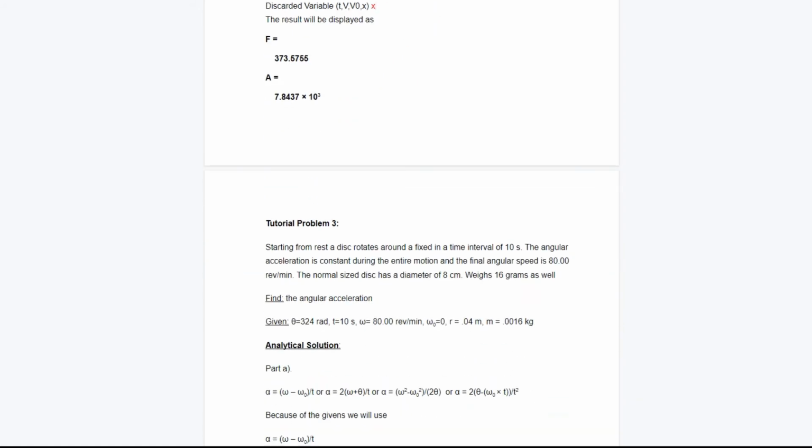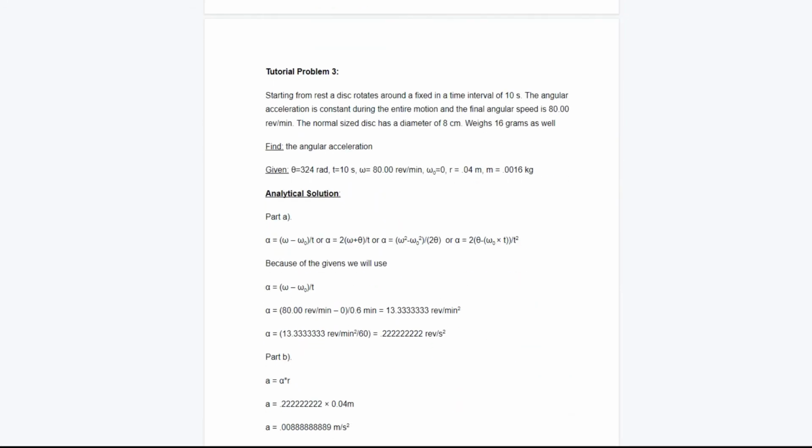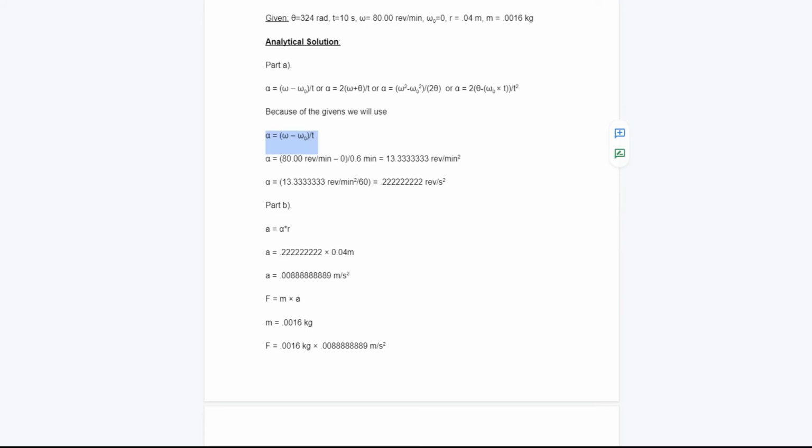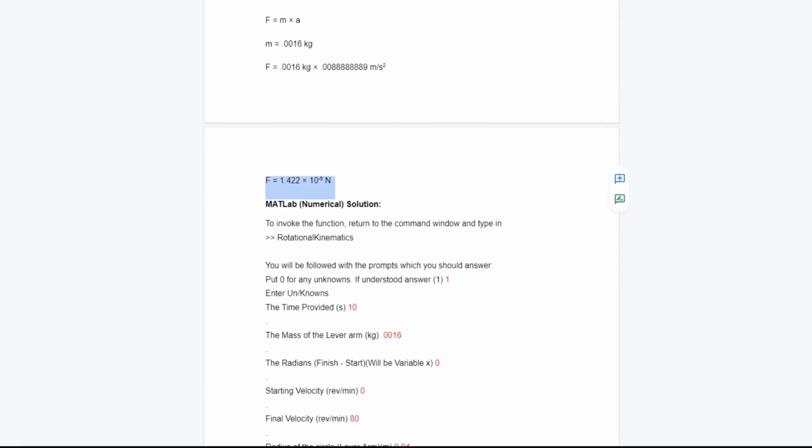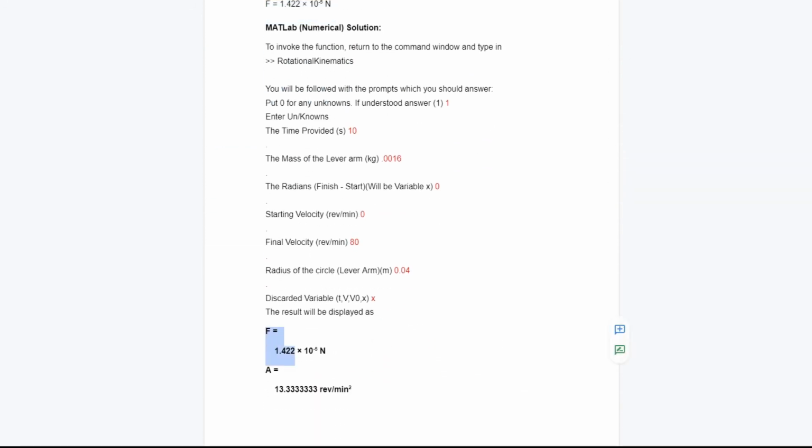Tutorial problem 3 is pretty much the exact same as tutorial problem 2. So it solves for which equation we need, same equation as before, and then it solves for the force, which you'll end up getting right here and right here. So then if you plug it in, it'll give you the exact same numbers.